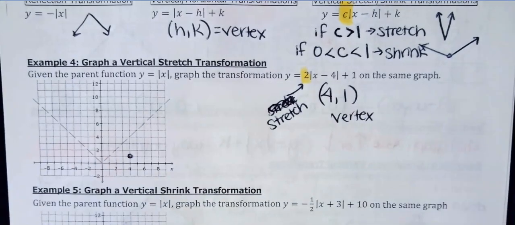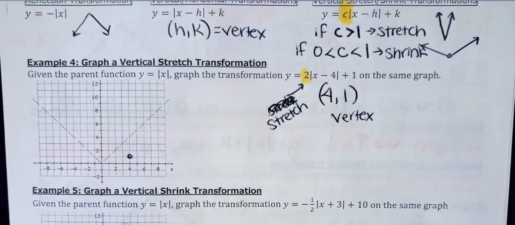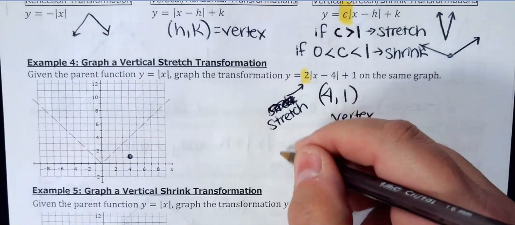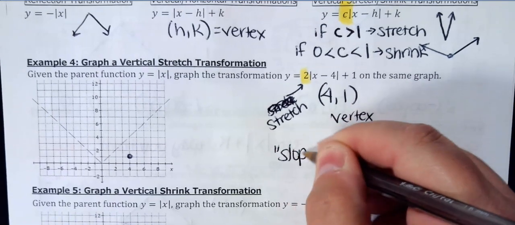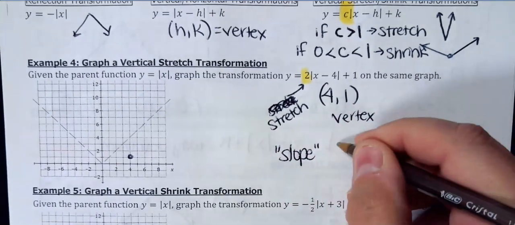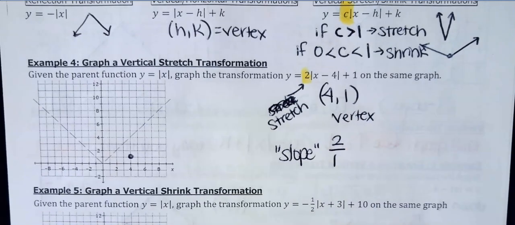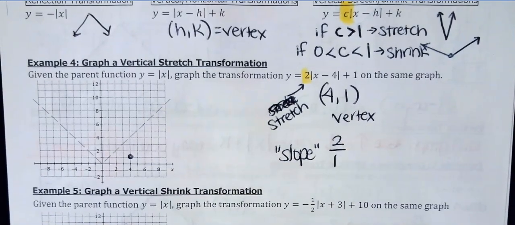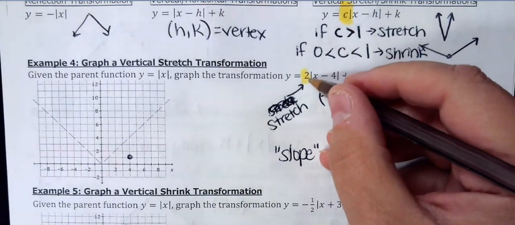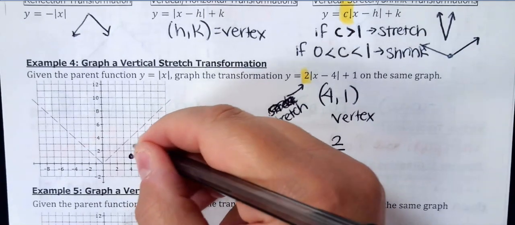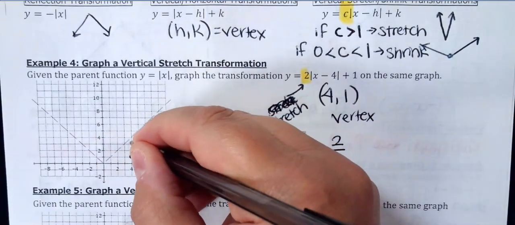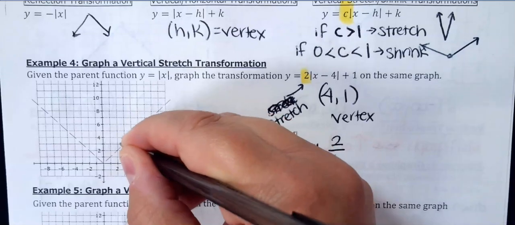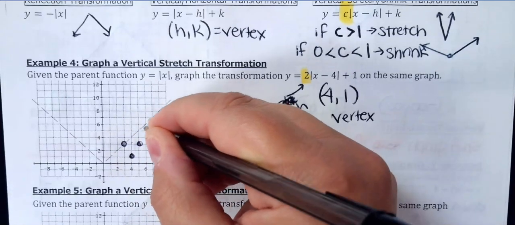Does anybody know what the 2 would do? Like, how would that affect the graph? It would be kind of like the slope, so it would go up 2 over 1. Exactly. That's all this does. I keep writing this in quotation marks because technically one side will have a slope of 2 and one side will have a slope of -2. But what I do is just take that number, whatever that is, from your vertex. Instead of going up 1 over 1, you're just going to go up 2 over 1 on either side. Just up 2 over 1.